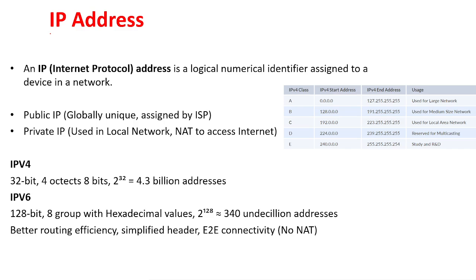Let's look at the IP address, which is a backbone of internet. As we all know, internet works on the TCP/IP model, which is Transmission Control Protocol and Internet Protocol. So, what does an IP mean? An IP is an internet protocol, an address or a logical numerical identifier assigned to any device in a network.